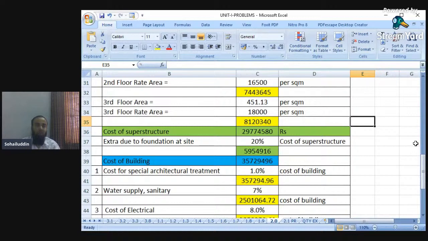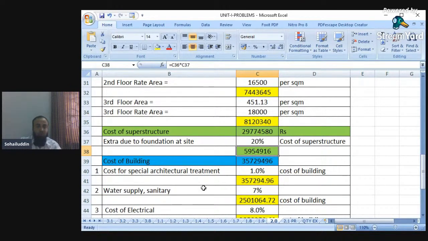Next, extra cost required for foundation at site. It has been taken as 20% of the cost of superstructure. This is most important: 20% of the cost of the building has been reserved for foundation at site. From this 20%, it comes to 5,954,916 rupees. So this is the extra due to foundation at site. Next is the cost of building, which is simply the addition of these.